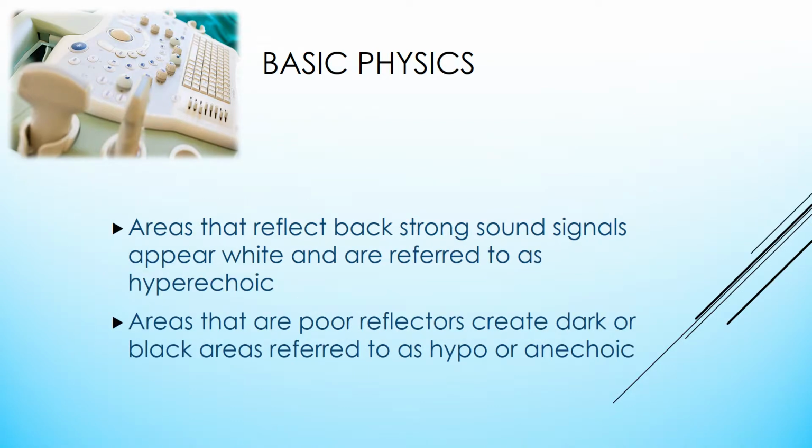Areas that reflect back strong sound signals appear white and are referred to as hyperechoic. Areas that are poor reflectors create dark or black areas referred to as hypo or anechoic.